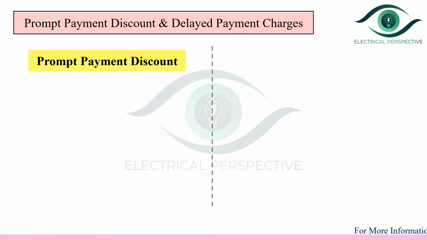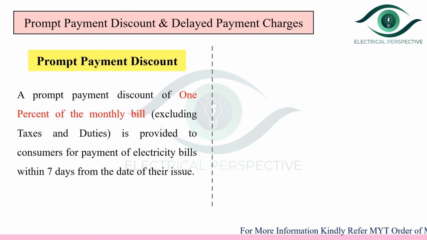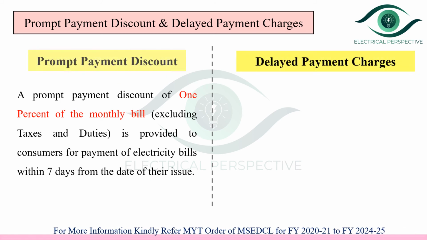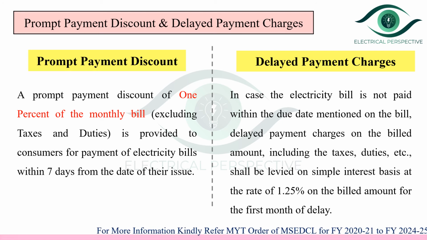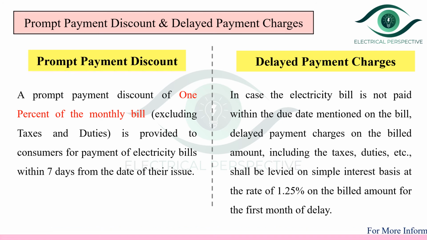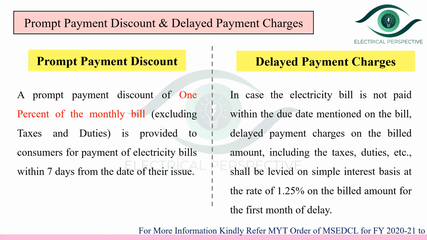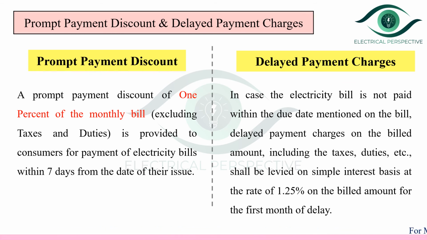Next is the prompt payment discount. A prompt payment discount of 1% of the monthly bill, excluding the taxes and duties, is provided to the consumer for payment of the electricity bill within 7 days from the date of issue. Then delayed payment charges. In case the electricity bill is not paid within the due date mentioned on the bill, delayed payment charges on the billed amount, including taxes, duties, etc., shall be levied on a simple interest basis at the rate of 1.25% on the billed amount for the first month of delay.